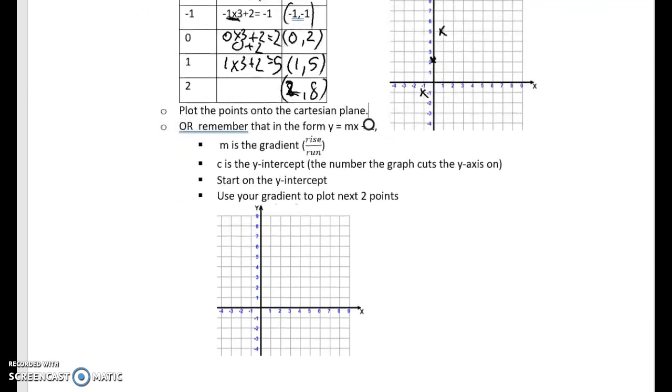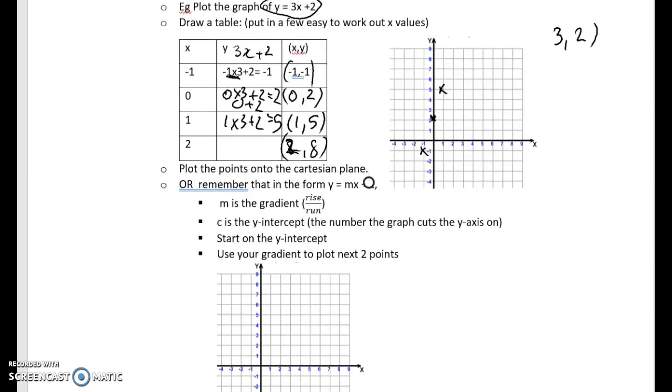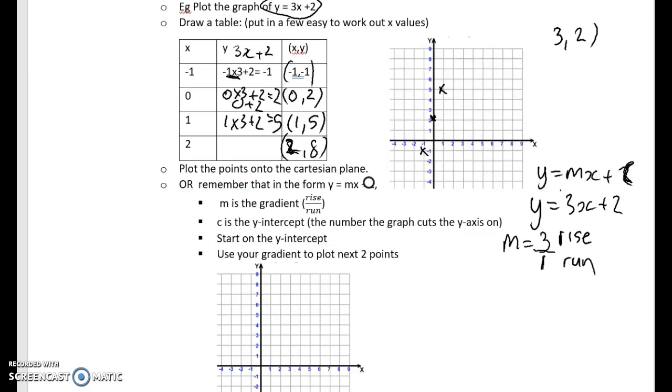Now, we could also use our y equals mx plus c. I'm going to just write this out again. Remember, y equals mx plus c. So, remember, m is my gradient, which is rise over run. Now, if I've got a whole number, remember, I need to put it over 1. Why? Because 3 divided by 1 still gives me 3. So 3 is my rise and 1 is my run.